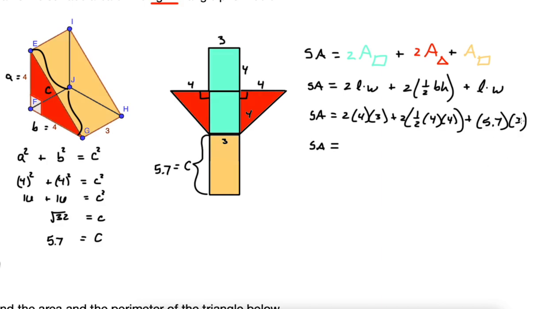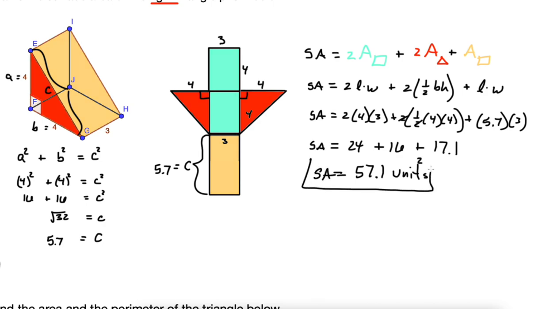There it is right there. Okay, 2 times 4 is 8 times 3, we got 24, plus this 2's cancel, that's 16, plus 5.7 times 3 is 17.1. 40 plus 17.1 is 57.1, let's say units squared.